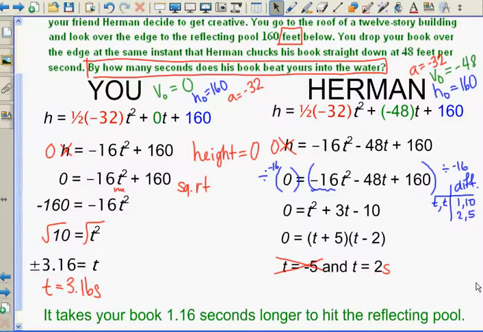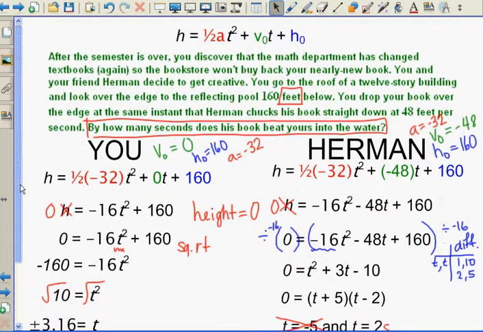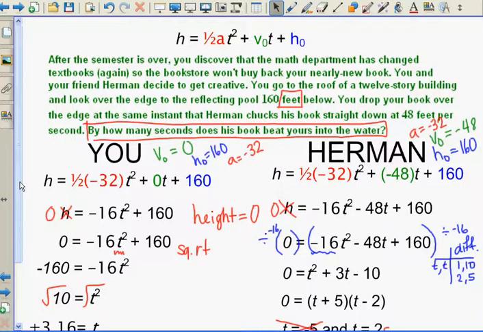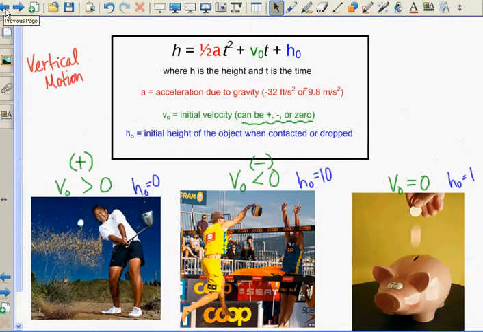Okay, so again, these are vertical motion problems where we're not given a picture and we're not given an equation, but we have enough information to write an equation using our vertical motion template, okay?